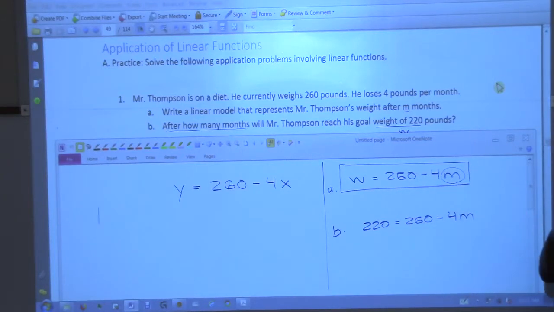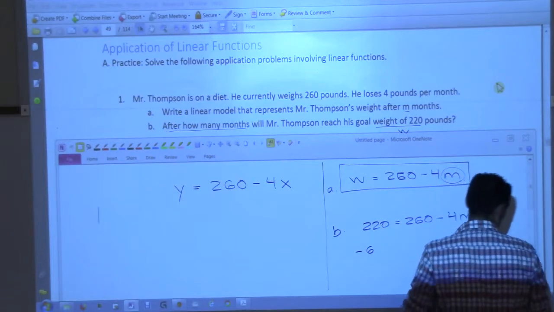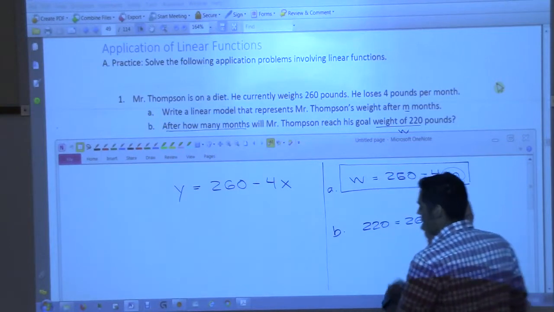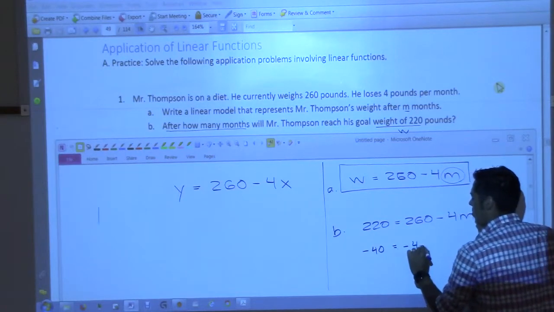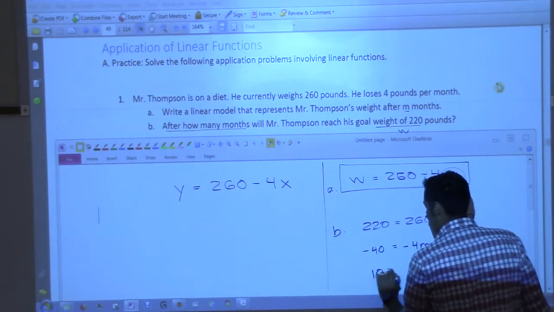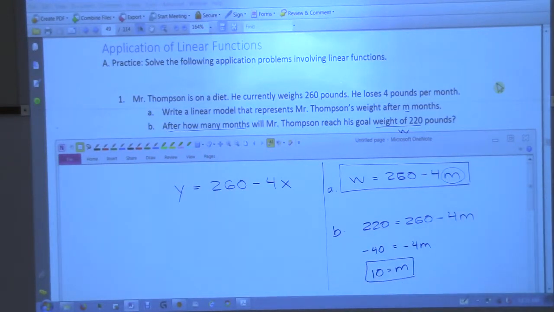If you're looking at the solutions that I put up for the exam review, I don't really show a lot of work. On the next step, I would have just written, not negative 60, sorry, negative 40. I don't show that work on the review solutions. I'm assuming that you can get from that step to that step. So just subtracting 260 on both sides. And then next step would be to divide both sides by negative 4. So it's going to take him 10 months for him to reach his goal weight of 220 pounds. Okay. Y'all good with that?